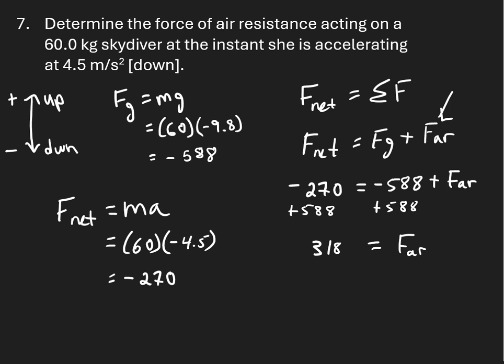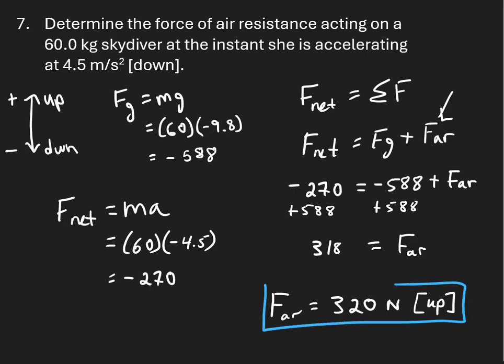I haven't put units in yet or direction, but I notice I have a positive answer. So let's write our final answer. The force of air resistance is equal to, now I'm going to have to round this off. Looks like this has got to be 2 sig figs, so I'm going to round this off to 320. Put in our units, that's newtons, and our direction, we know it was positive, and it makes sense that our air resistance would be up because it's a frictional force and it's resisting our motion. So we'll draw a box around that, and we're all done number 7.